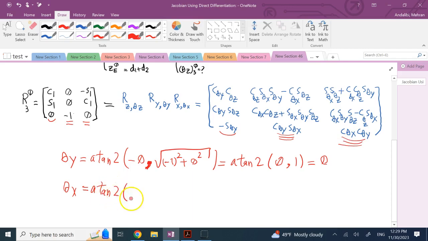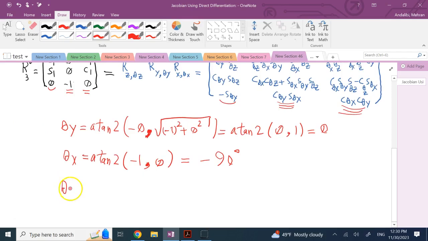So here I need to pass this element first, which is negative 1, and then this guy, which is 0, and that should be what? That should be theta x. And what angle has a sine of negative 1 and a cosine of 0? Well, that's negative 90 degrees.